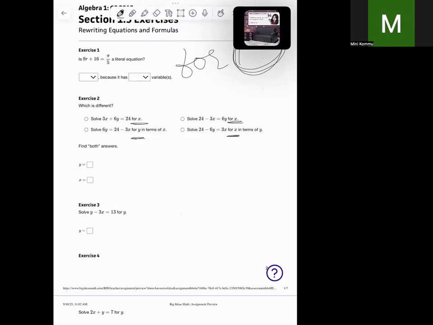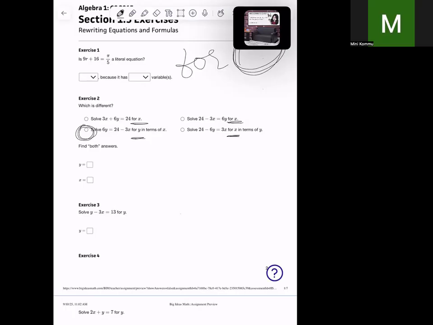Correct? Right off the bat, you know that this one is a different one because in only this case, you're solving for y. In all the other cases, you're solving for x. Do we understand that? So let us go ahead and do it right now. Let's see how to do it, okay?